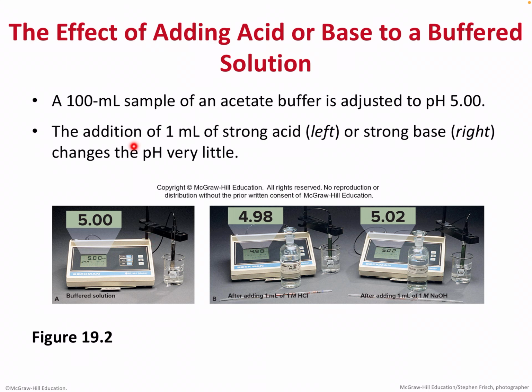Then you add 1 milliliter, again the same amount of the strong acid. Look how much pH had changed, 0.02 units versus 3 pH units in the previous case, correct? So 5 goes to 4.98, and if you add 1 milliliter of strong base, again it changes very little, 5.02, only 0.02 units. So you see the difference in a buffer and an unbuffered solution.